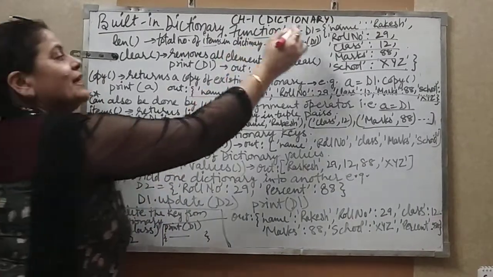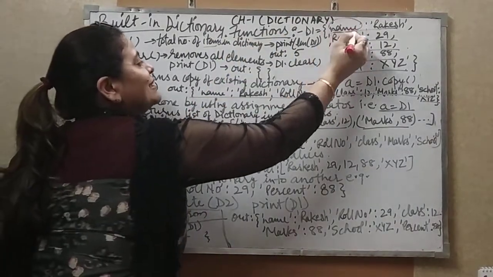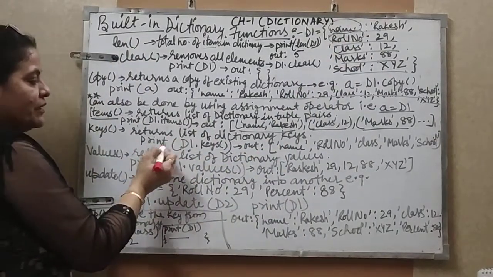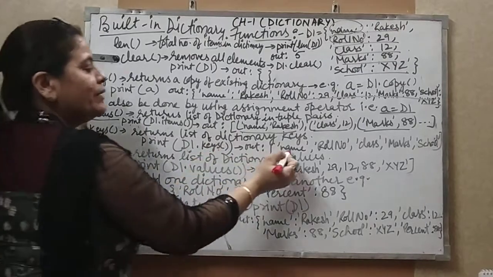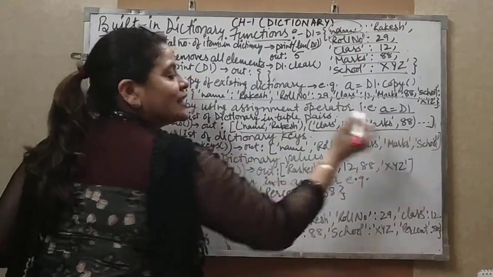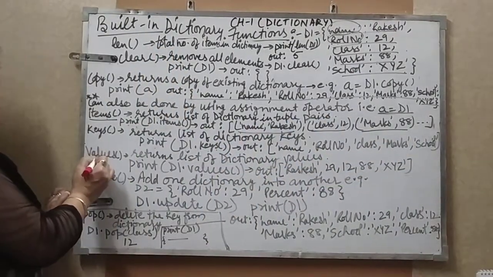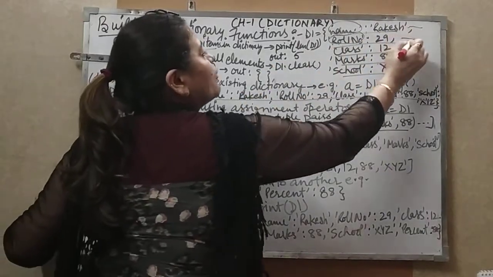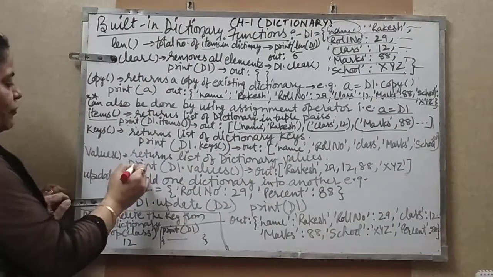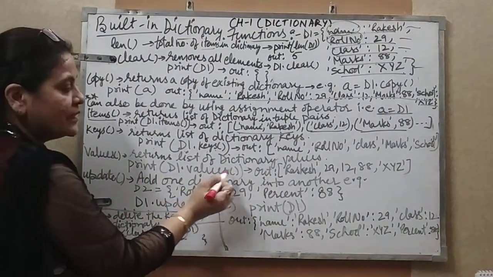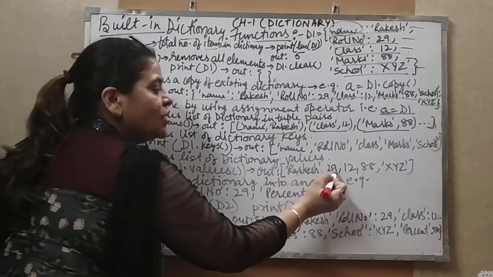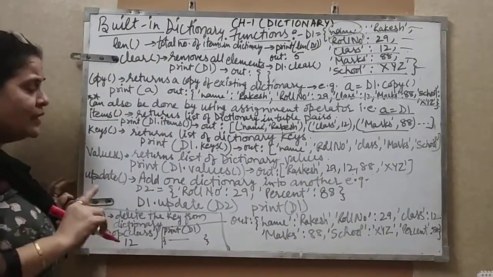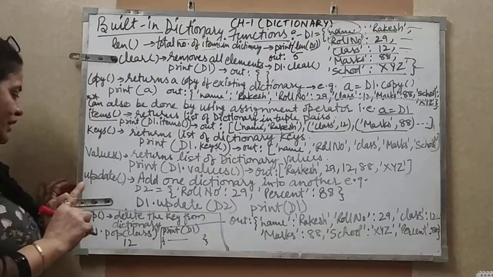Keys means in my dictionary, whatever the names of my keys are, all the names of my keys will be displayed here. Like print D1 dot keys will display me name, roll number, class, marks and school. Values means it will display me all the values of my dictionary which are there for my keys. Right? If I'm saying print D1 dot values, then it will display me the values as Rakesh, 29, 12, 88 and XYZ. All these are the values for the given keys in my dictionary D1.